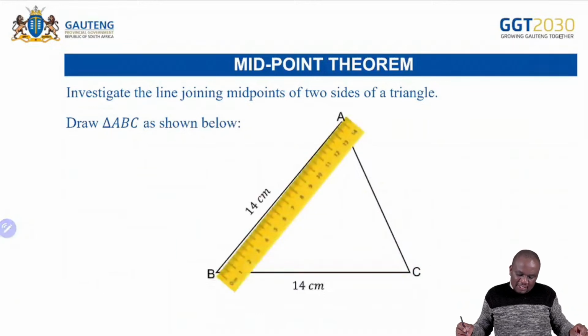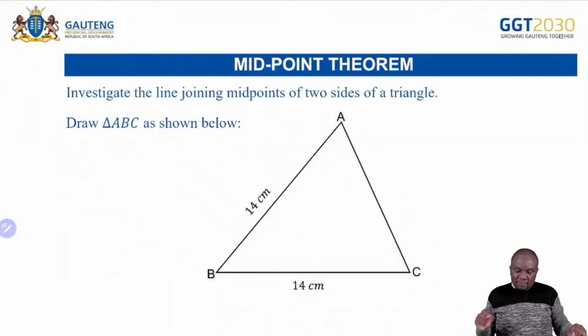Let's measure this side. AB, again, is 14 centimeters. Like I said, it can be any triangle. It does not mean that the two sides must be equal. It can be scalene, obtuse, a right angle triangle, any triangle. Again, that is 14 centimeters. Name the vertex A and write 14 centimeters.